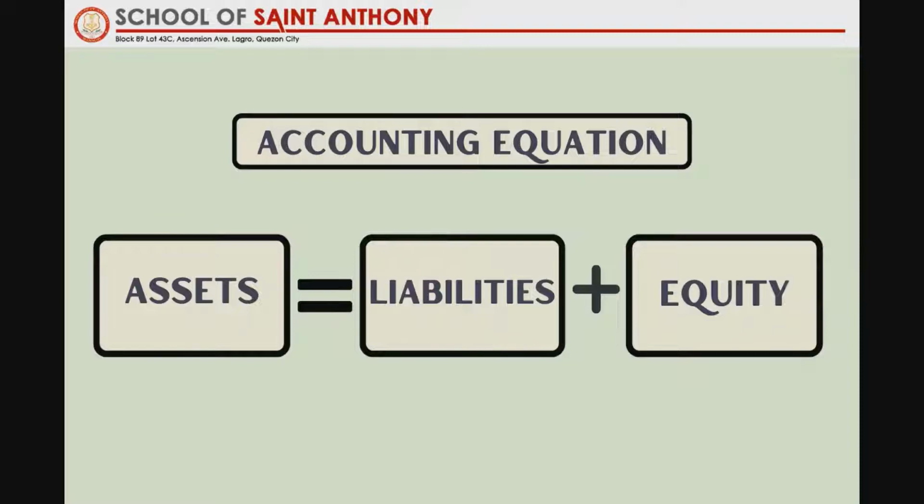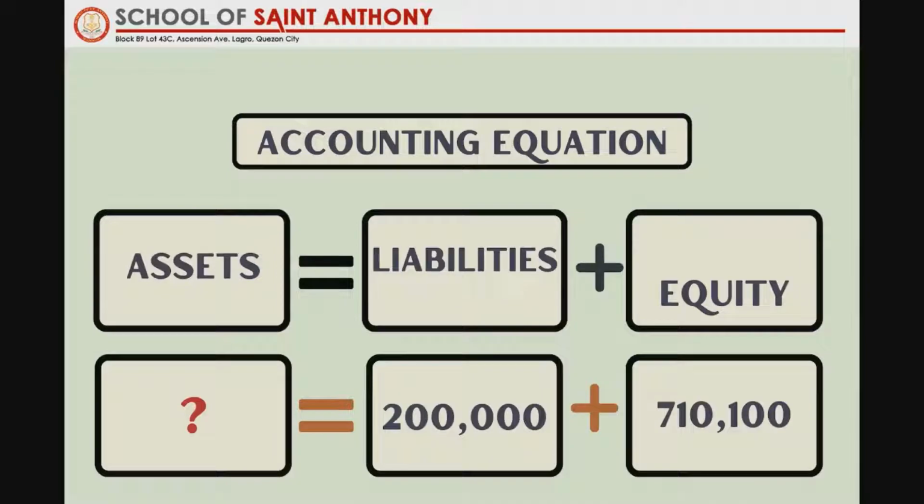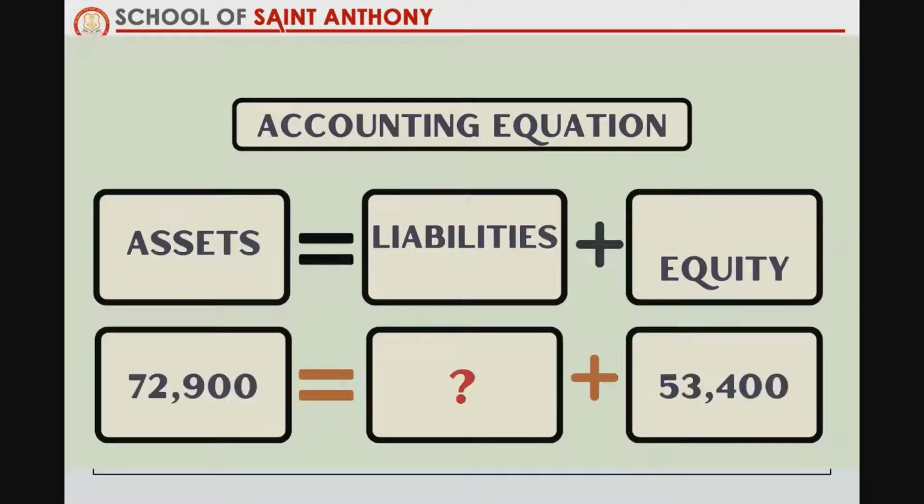Let's have an example. Let's say you have 200,000 worth of liabilities, 710,100 worth of equity. How much will be the asset? Again, remember that the accounting equation is that asset must be equals to your liability plus equity. So meaning our total assets is equivalent to 910,100.